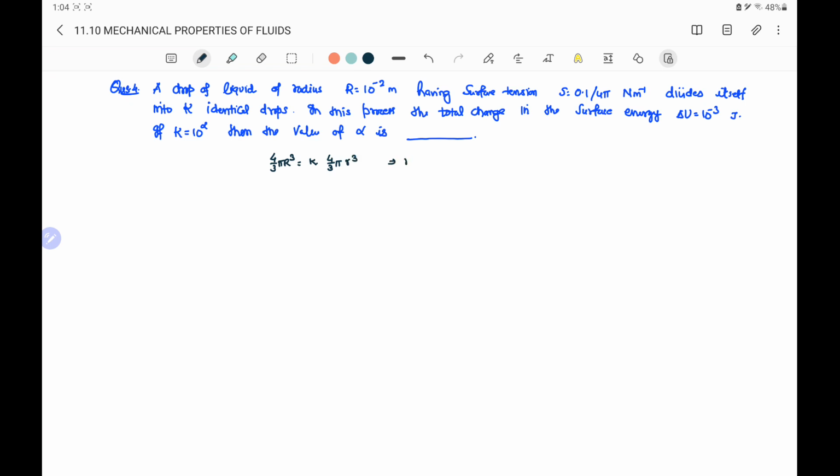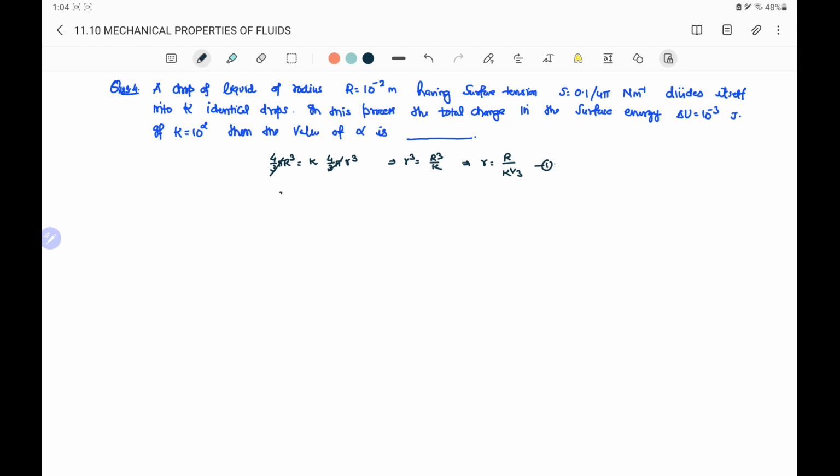So this implies that r cube is equal to capital R cube by k after cancelling 4 by 3 pi. So small r will be equal to capital R divided by k raised to power 1 by 3. This is the equation number 1.